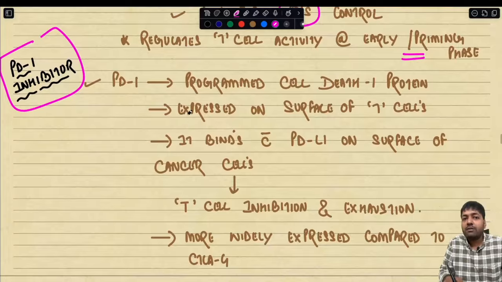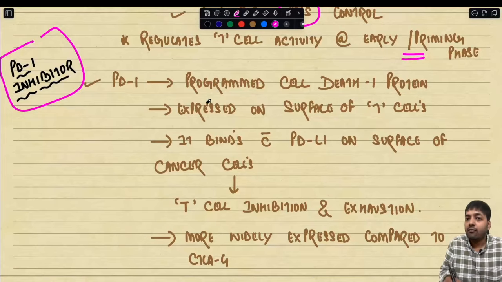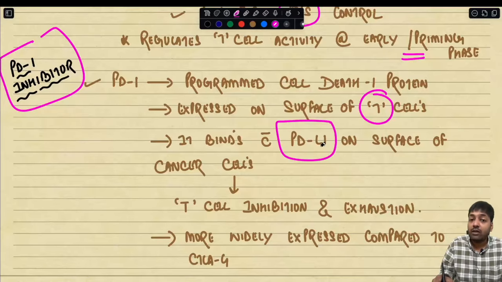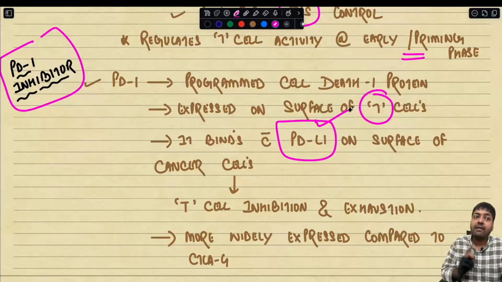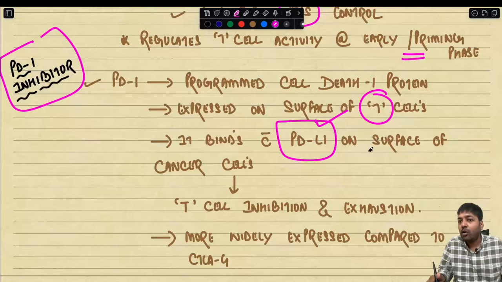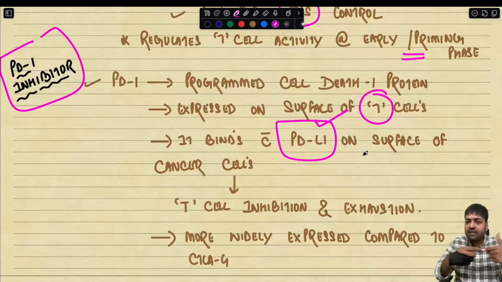Okay, PD-1, what is PD-1? It is the programmed cell death 1 protein expressed on the surface of the T cells. It binds with the PD-L1 ligand, which is present on the surface of cancer cells, and this leads to T cell inhibition and exhaustion. So this is how cancer cells normally escape our T cells, because cancer cells are exhibiting the PD-L1 ligand on the surface. They will engage the PD-1 receptor on the T cells, and once they are engaged, there is inhibition of the T cells. So T cells are not going to act.